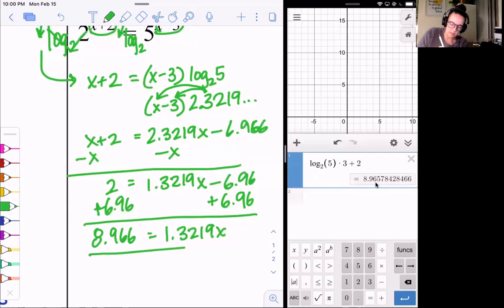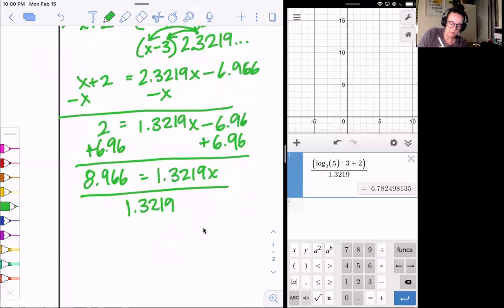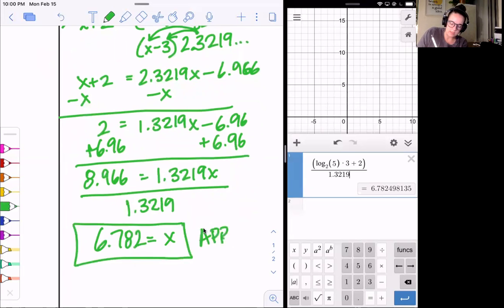1.3219x. Dividing by 1.32, I'm going to take this number, put that whole thing in parentheses, and now I want to divide it by 1.3219. Get as close as we can. And we would say that we have x equals 6.782. This is an approximate answer. This is not the exact answer, right?